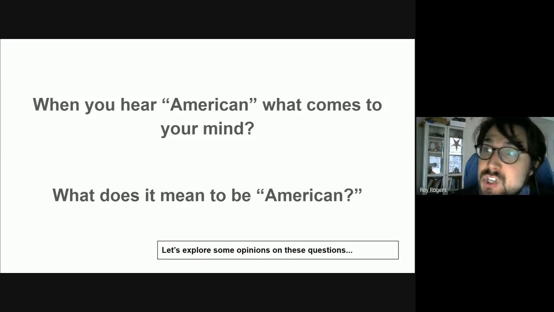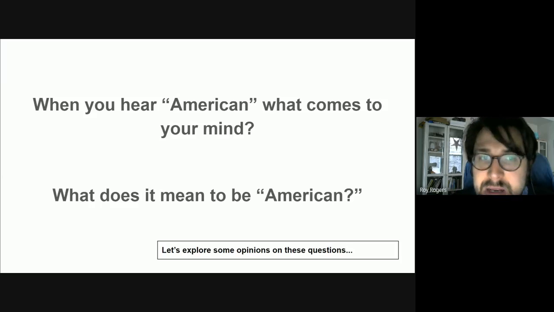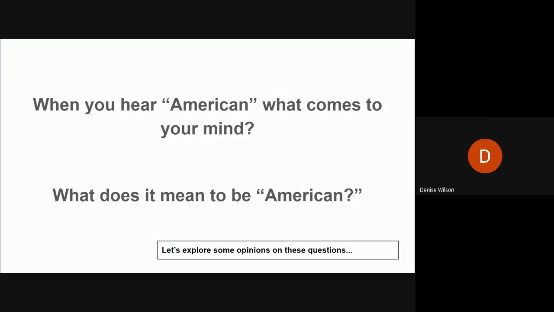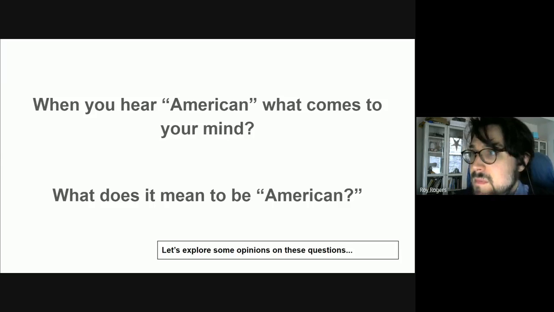You can also put it in the chat if you don't want to talk. There's the chat function, which is in the upper right-hand corner. So if folks could just share out when they get a chance, when you hear these two questions, what does it mean to be an American? And when you hear American, what comes to mind? Feel free to make your own decisions and your own choices on how you want to live, where you want to live. Awesome. That's great.